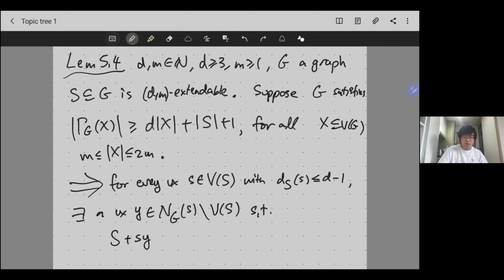I hit some button, that's why. Like this. Oh, if you hit this button, it rotates.